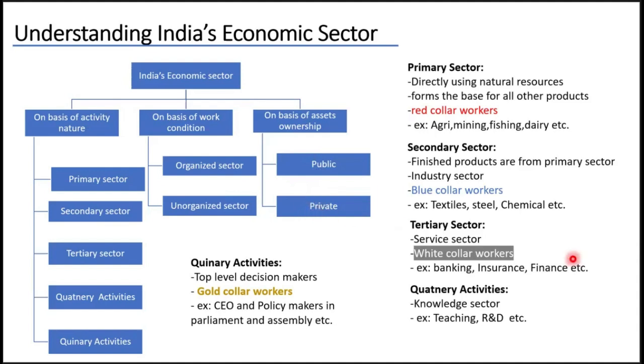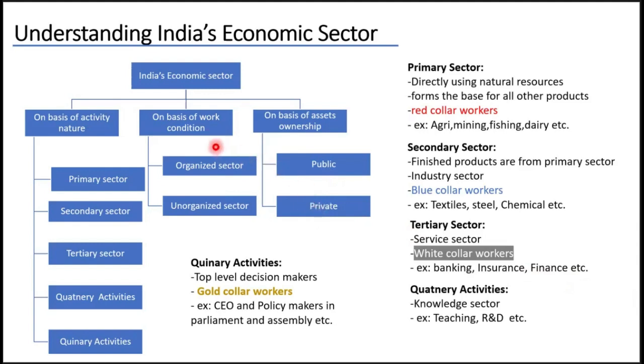Best example for this, Navaratna, Mini Ratna companies, especially into defense, natural resources, businesses are owned by government of India, which are called public sector companies. For instance, Reliance is owned by Ambani and it is called a private sector company.